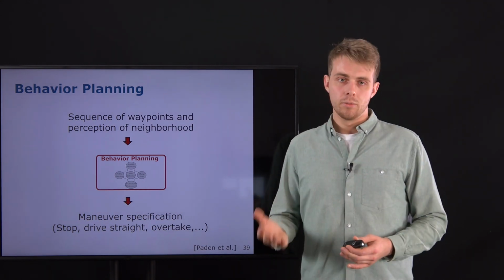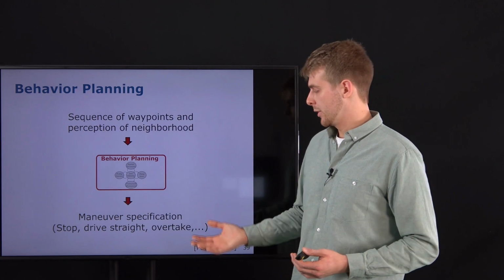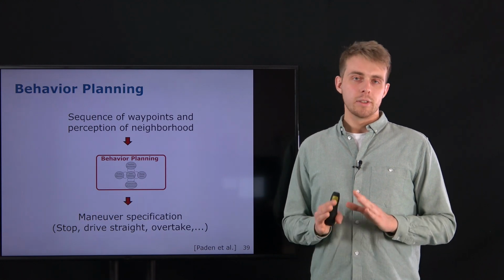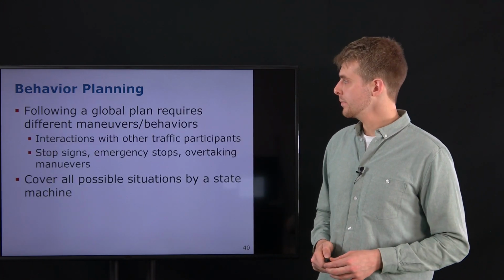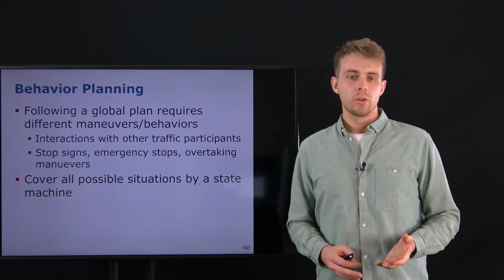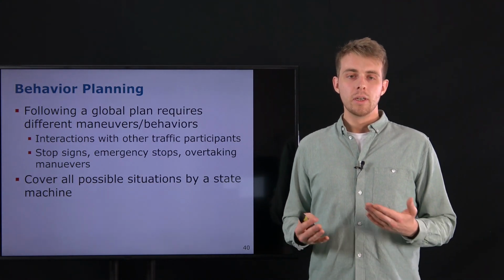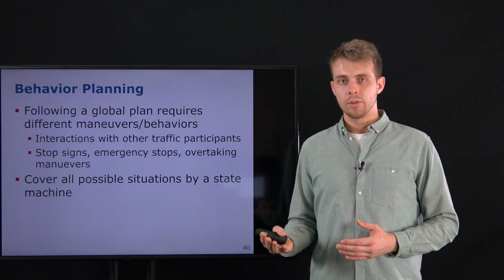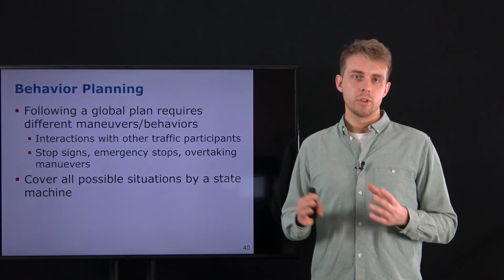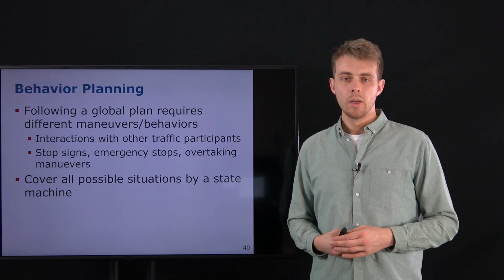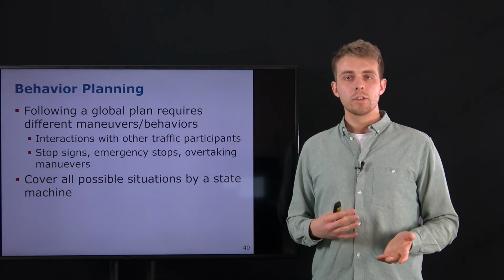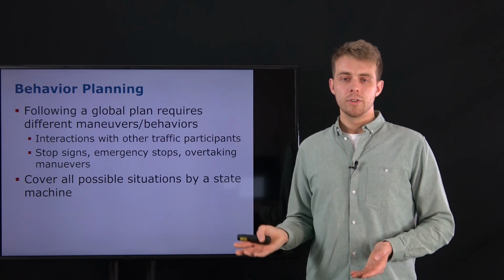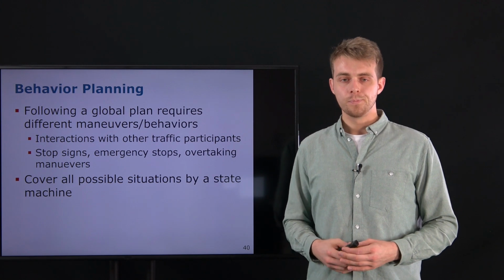So it can be making a full stop at an intersection, or driving straight, overtaking a car. So it's a rough description of many different possible outcomes, but it's the same scenario. We do this because we know that following the global path requires different maneuvers and behaviors depending on the current situation. And since we cannot know in advance what situation might occur, we need to keep track of all the possibilities our car could encounter. So this takes into account the interactions with different traffic participants and also stop signs, traffic rules, emergency stops, so all of these overall maneuvers.